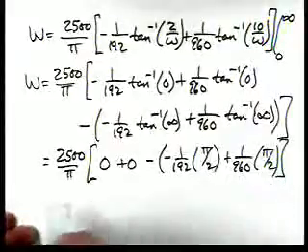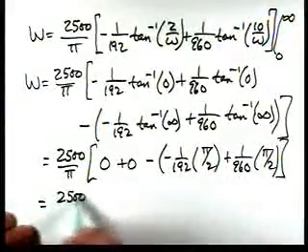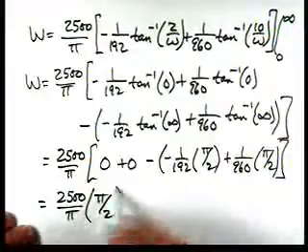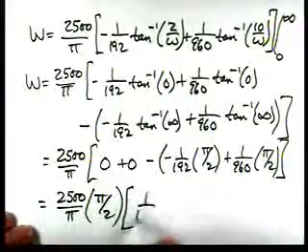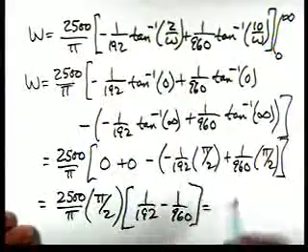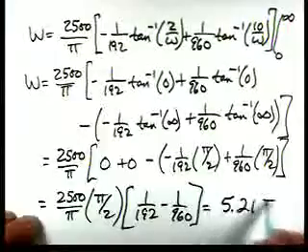So now we have 2500 over pi. We factor out a pi over 2, and then we have 1 over 192 minus 1 over 960, and that gives us 5.21 joules.